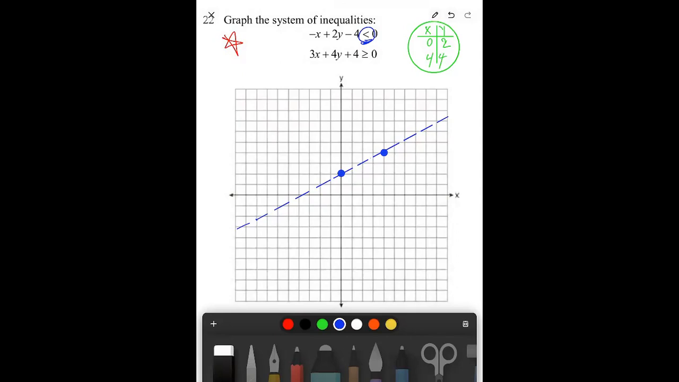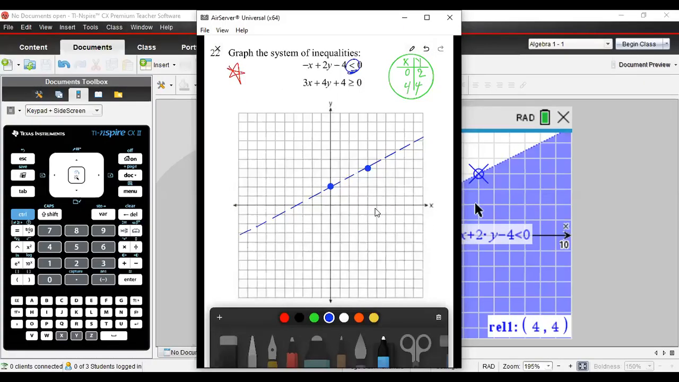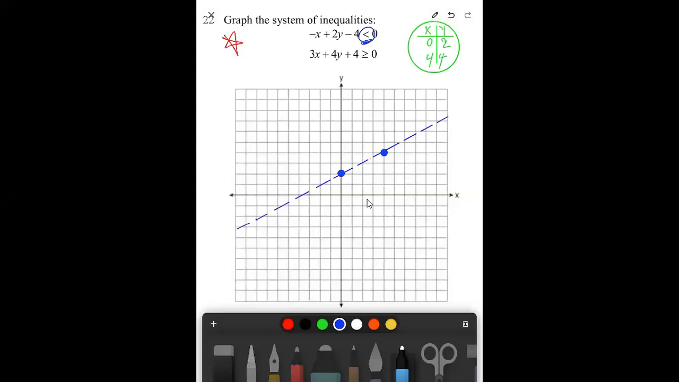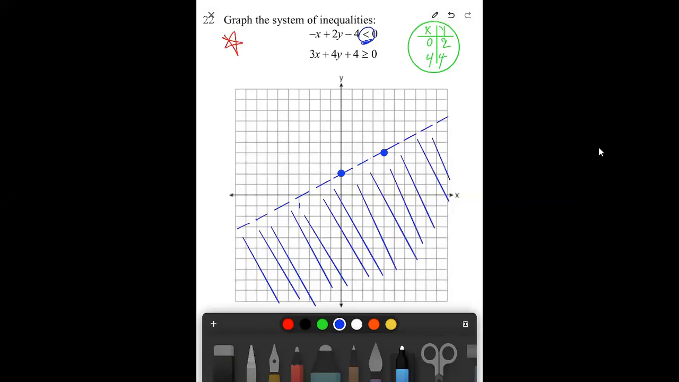All right, so now the last thing I need to do is look at the shading. The shading is underneath the line, so I'm going to shade underneath the line. So this is how it indicates shading. I just draw my lines perpendicular to it. So everything down here is part of the solution. Now I'm going to do the next one.